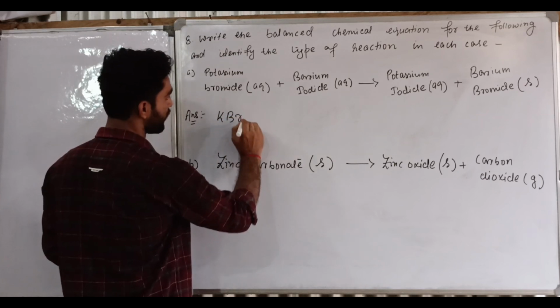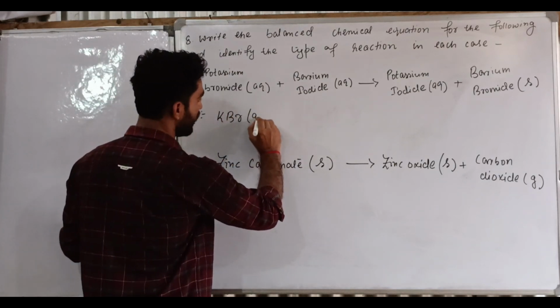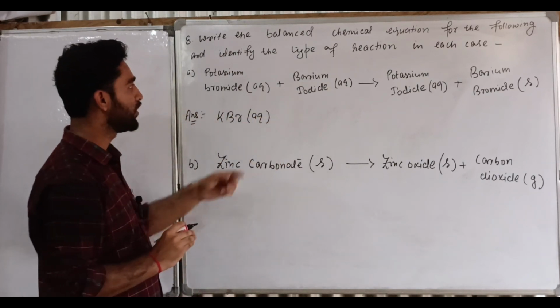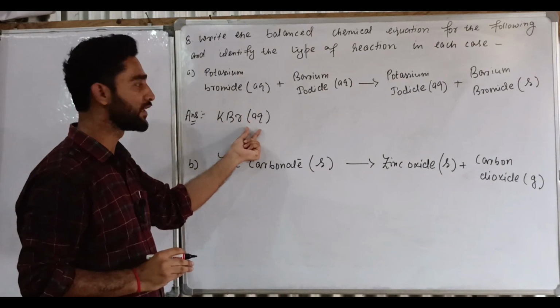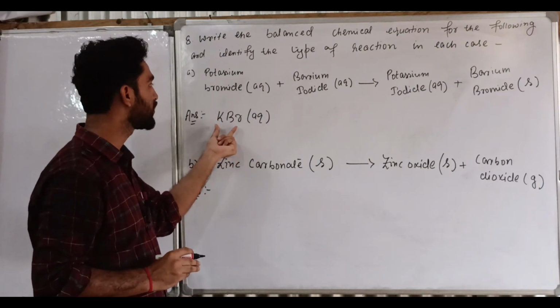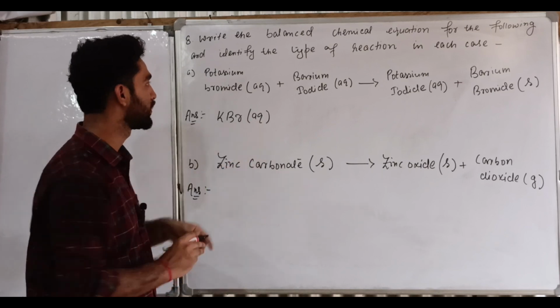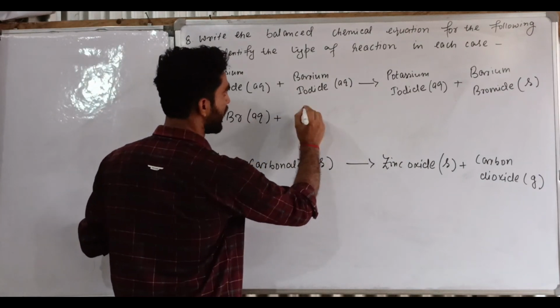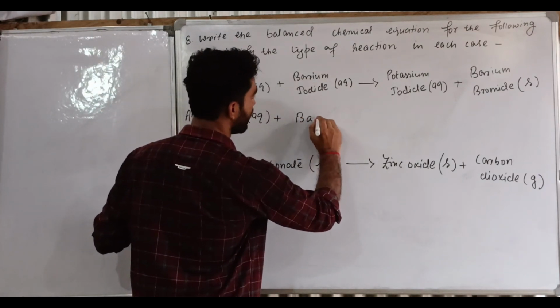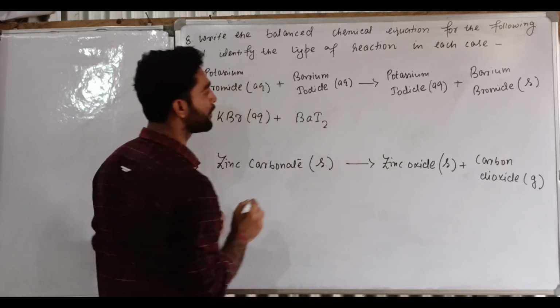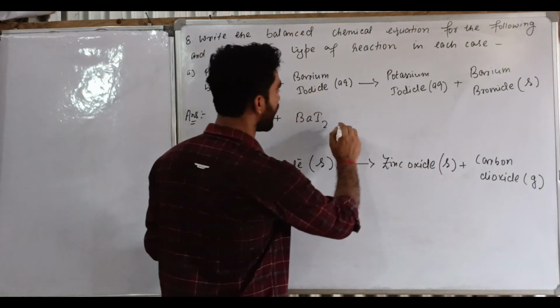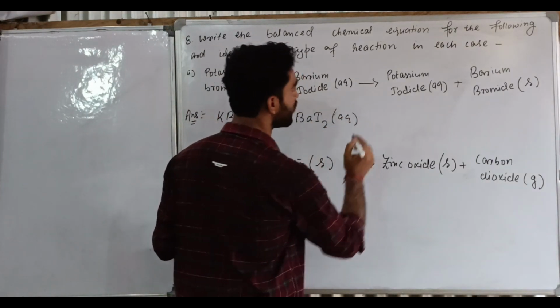Potassium bromide, KBr, in aqueous form. So in this equation that state also given. That means this potassium bromide is the solution of potassium bromide in water. AQ means aqueous solution. Plus barium iodide. Barium iodide formula is BaI2. It is also aqueous solution.